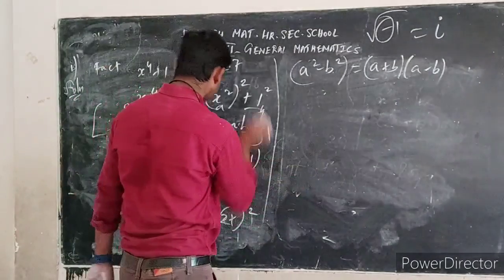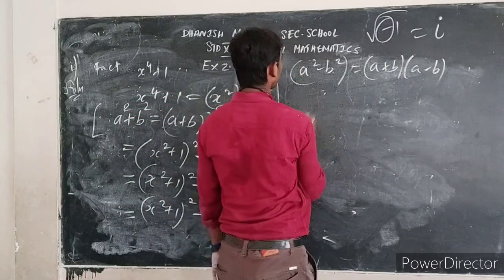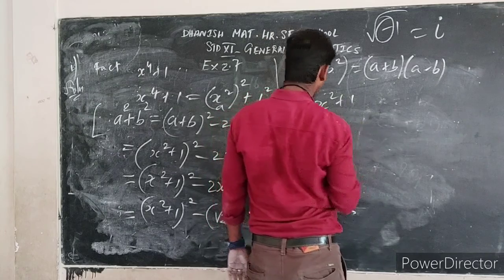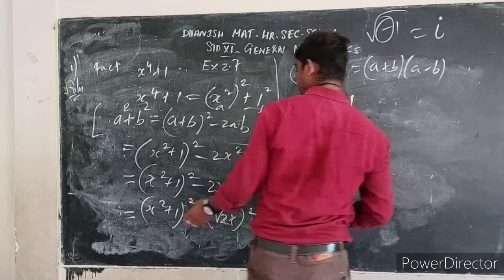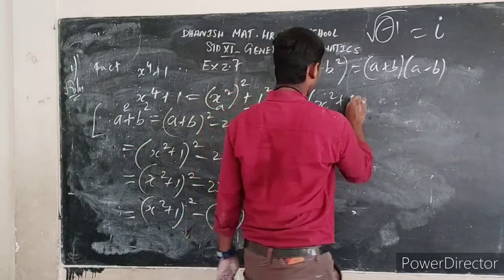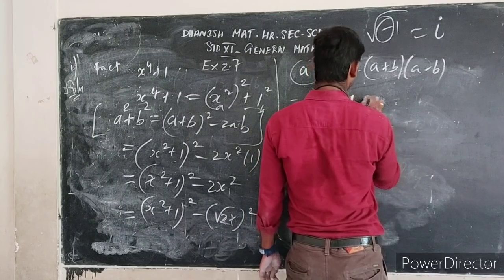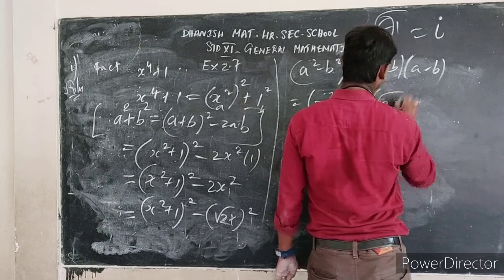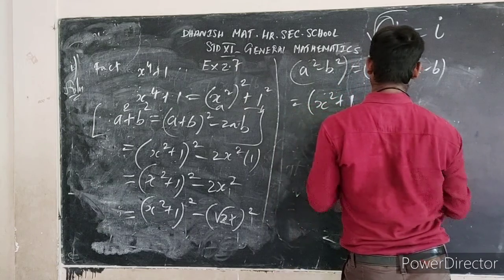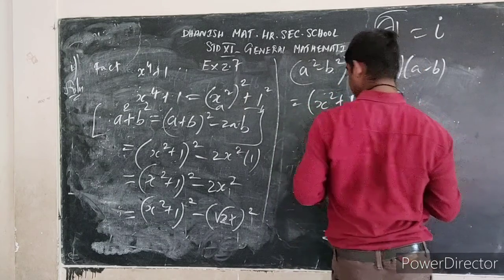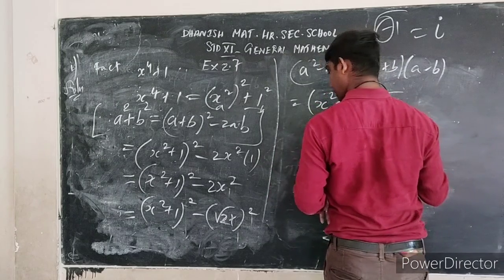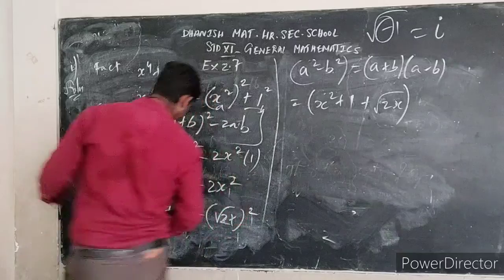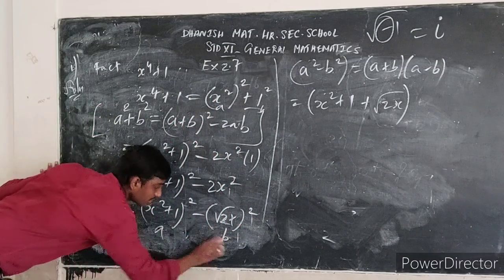So here, listen here. Now applying this one. What is the a value here? This one, x square plus 1. What is the b value here? Root 2x the whole square, here root 2x. So first we have to write like this. This one is the a value. This one is the b value.